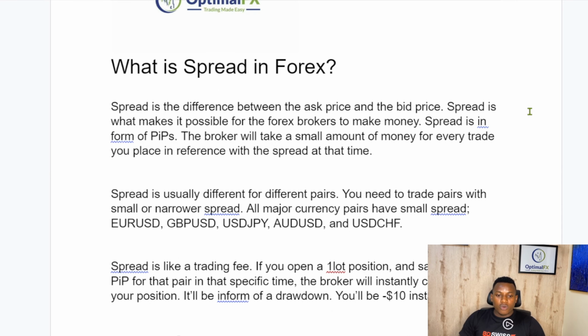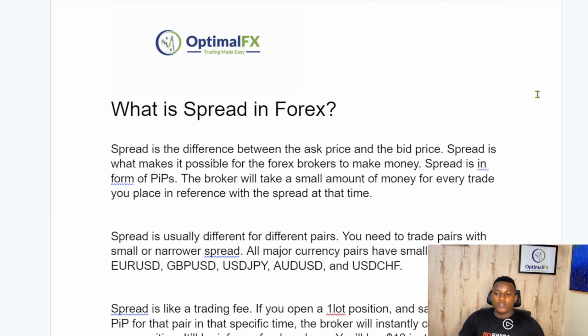For example, if you take a trade and spread at that point is at 1 pip, and you take a standard lot in the market, we know that per pip with a standard lot you lose or you make $10. So at that point your broker will charge you $10 for just taking that trade, and this is instant. It's in form of a drawdown. A drawdown is the loss you'll be seeing immediately you open your trade. Once you open your position, you'll see a negative. We'll be taking trades together, so I'll show you what I mean by drawdown later in the series.